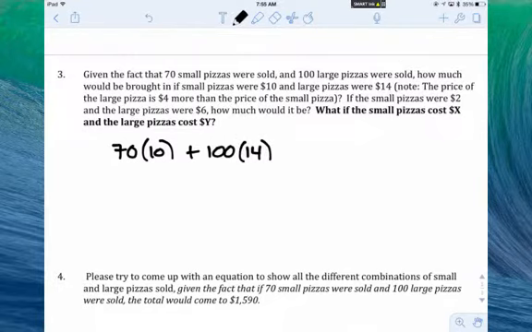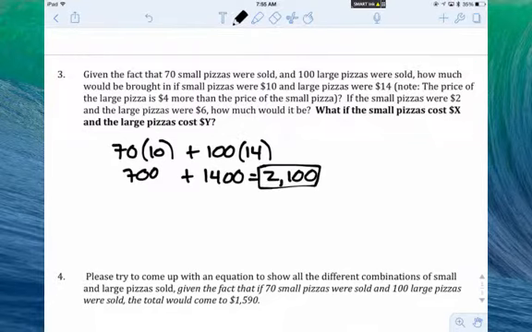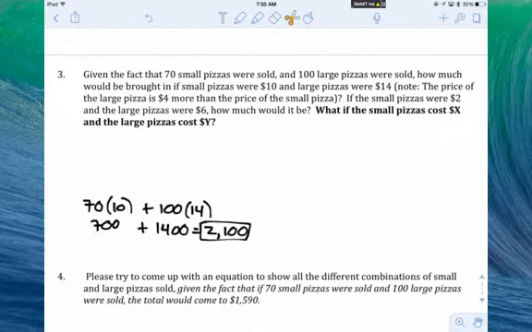Well, that would bring in a grand total of how much money? Well, from these small pizzas, 70 small pizzas times $10 a pizza would be $700. And 100 large pizzas at $14 a pizza would be $1,400, for a grand total of $2,100. All right, good to know. I mean, that's cool. Good to know. I'm going to kind of toss that in the corner here.